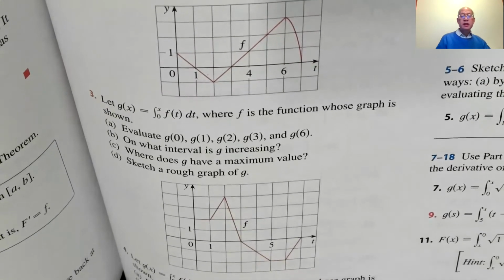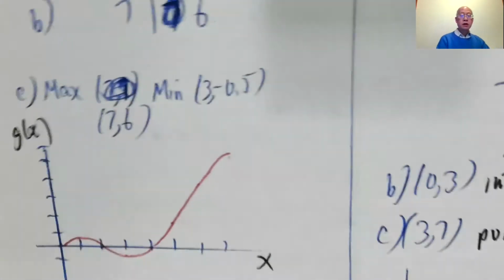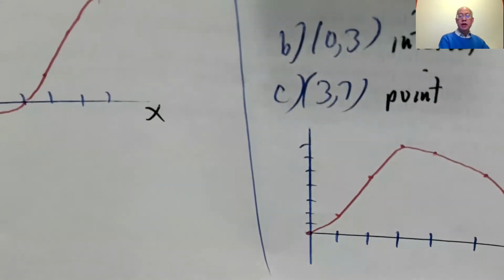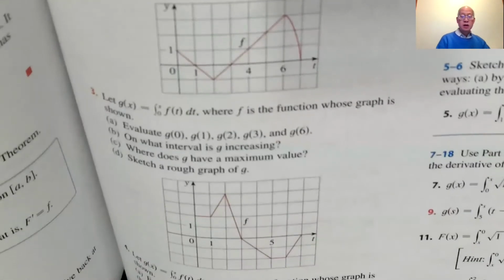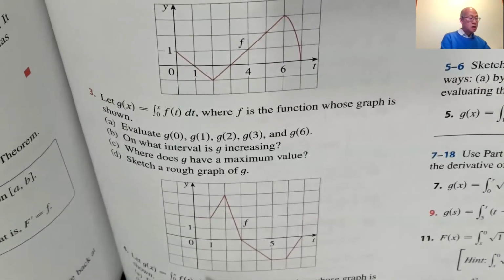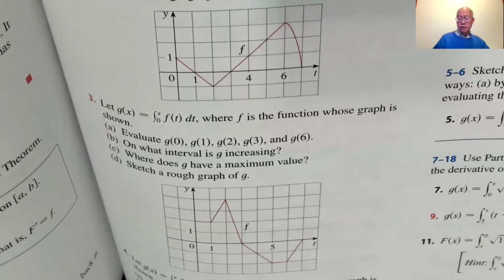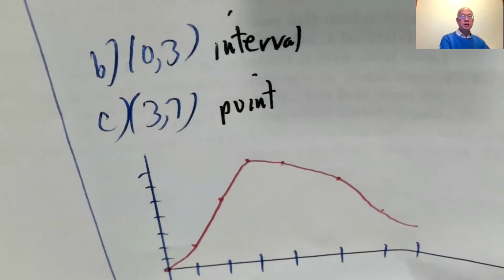Okay, B, when is the function increasing? Well, it's increasing on the interval from 0 to 3. If I were to plot it, you can see it's increasing there. Where do we have a maximum value? At 3, 7. You can just tell from the chart the highest y value is at 7. And so I plot the graph. That's what it looks like.